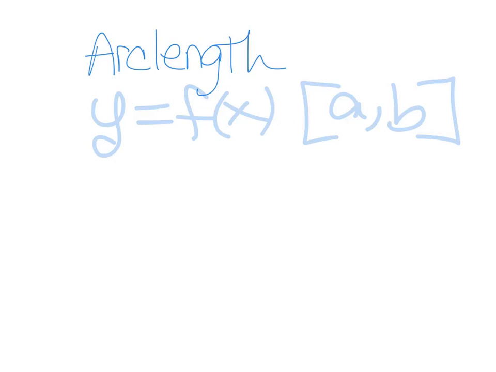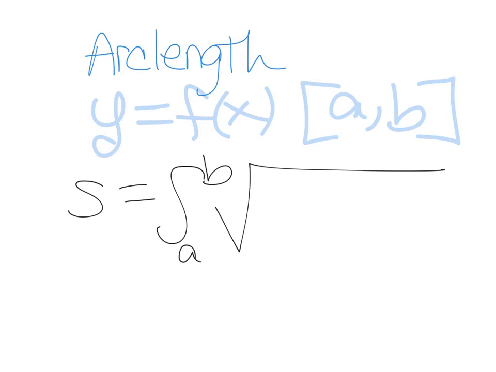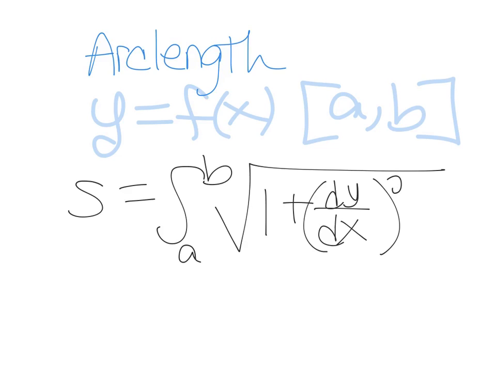Then the length of the arc, or the length of that piece of the curve, is given by, traditionally we use the letter s, the integral from a to b of the square root of 1 plus dy dx squared, take the derivative and then square it, dx. So let's see a pretty simple example.